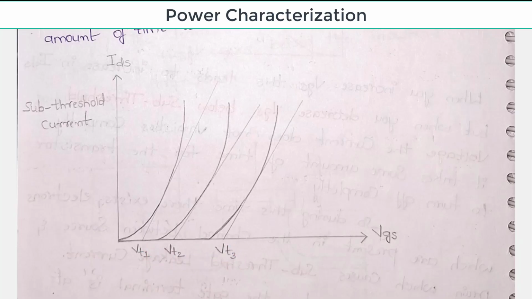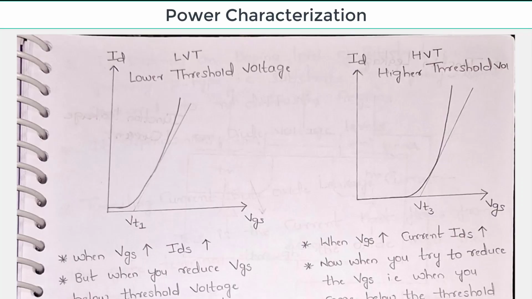Because of these threshold voltages, we'll get subthreshold current. If you take VT1, switching will be faster, but leakage current will be more. This is higher threshold voltage. Here leakage current will be less, but the transistor will take more time to turn on, because of which delay will increase. Whereas here delay will be less. Simply you can treat this as LVT, this is HVT, this is RVT or SVT, regular threshold voltage or standard threshold voltage. So that's what I've given here, lower threshold voltage versus higher threshold voltage. VT1 is lower threshold voltage, VT3 is higher threshold voltage.